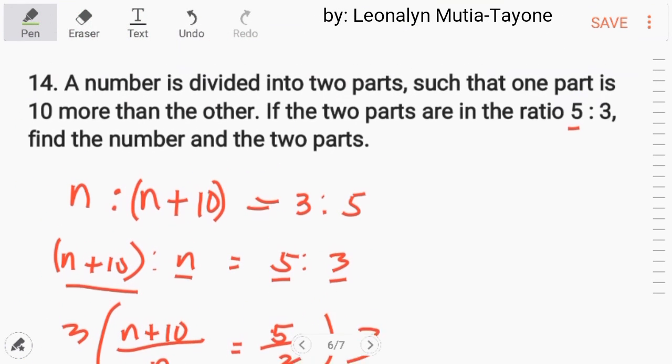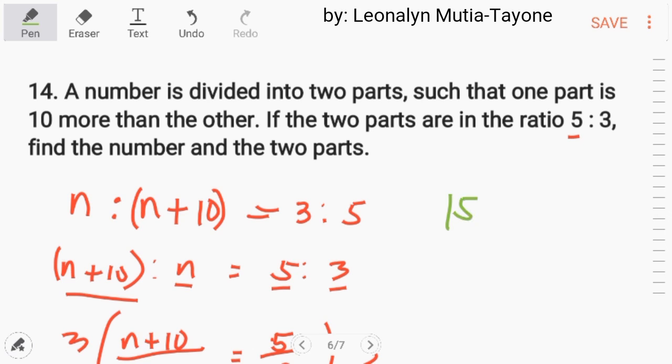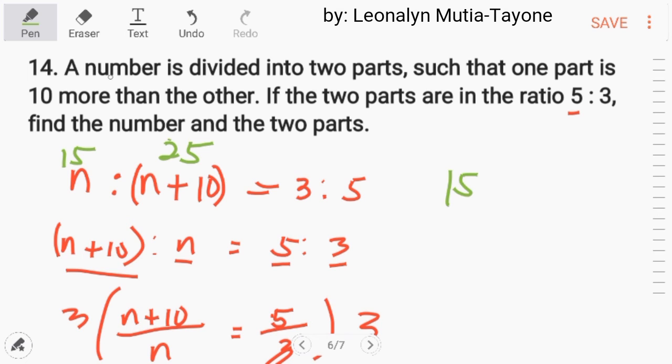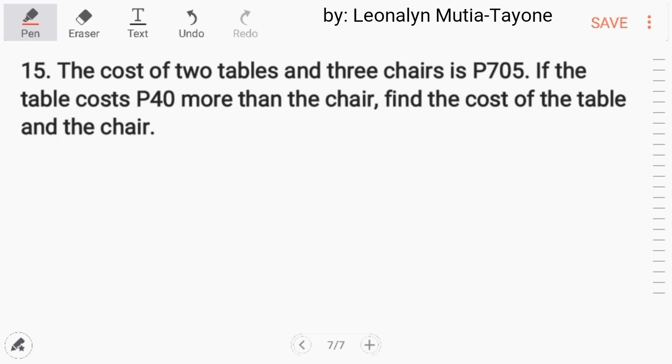So, yung isang number, 15, ito, ang ipangalawang number ay 25. And then, to find that number, we just have to add this 15 plus 25, and that is 40. Tapos yung dalawang part ay 15 at saka 25.